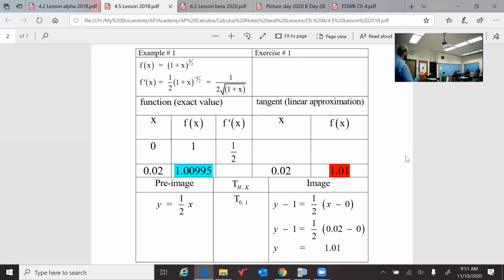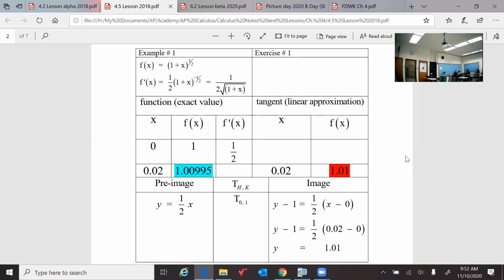They want you to estimate the value of the square root of 1.02. So if I put 0.02 in here for x, you would get 1.01, which is already color coordinated in the book. That's on the red line. If we were then to go back and use the technology to put 0.02 in the function, you get this value.